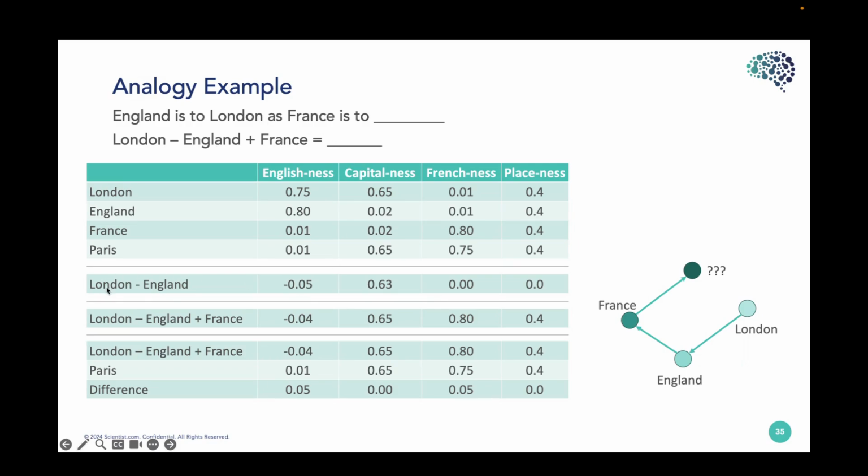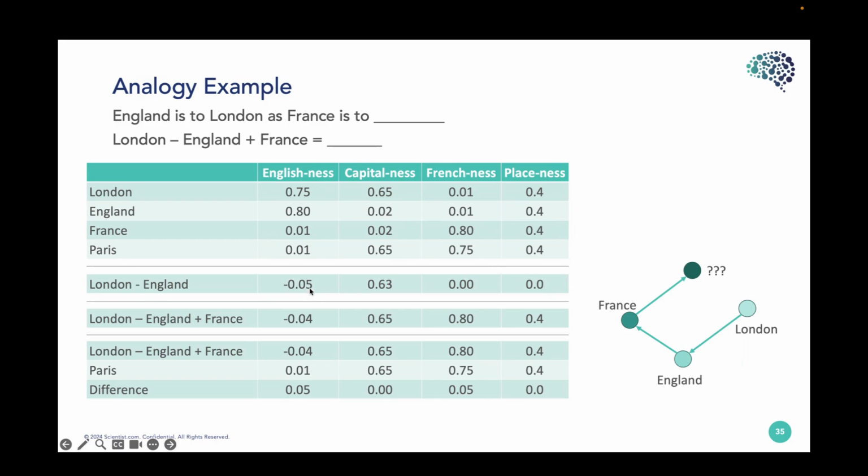So let's do the first step here. London minus England. So 0.75 minus 0.8, going to give you a negative 0.05. Pretty close to 0. 0.65 minus 0.62. When you subtract England from London, your resulting vector is going to retain its capitalness, for lack of a better word. Neither of them are associated with Frenchness, so that is going to stay around 0, and placeness is going to cancel out.